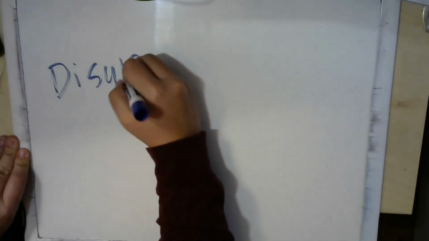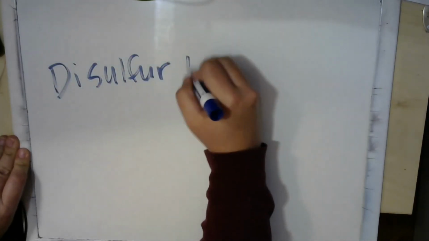Okay. For the next one, we have S2Cl2. That is a molecular compound, so I'm going to name it using prefixes. Disulfur dichloride.